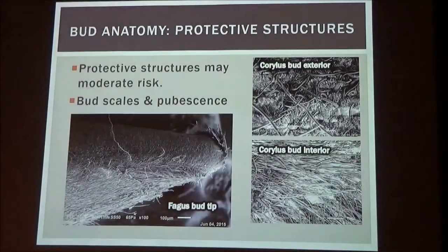All of that risk, though, could be mediated by protective structures in buds. Buds have these fantastic things like scales and pubescence that might moderate a lot of the risk they're exposed to.